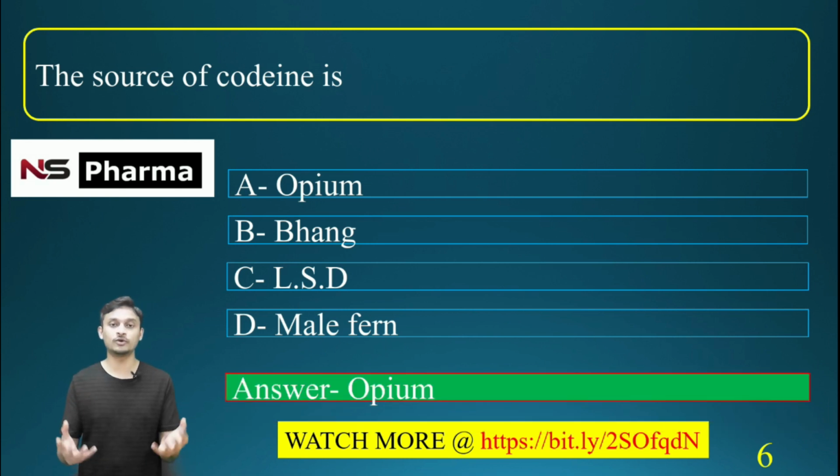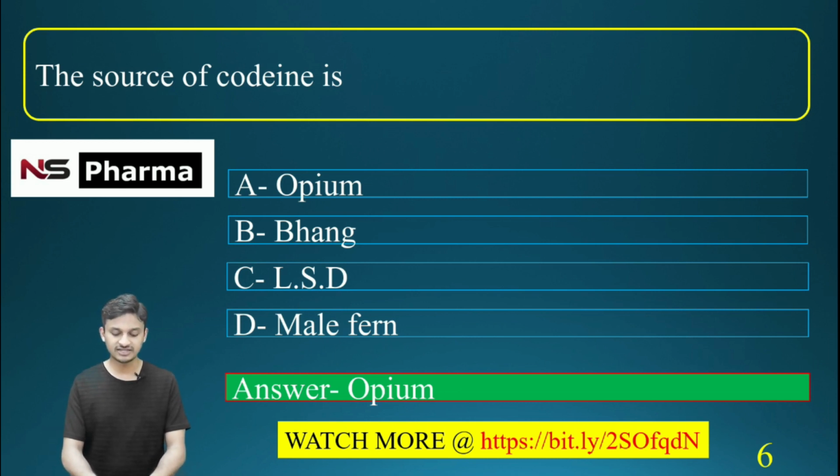Opium. What is codeine? Codeine is 3-methyl morphine. That is codeine. What is LSD? LSD is lysergic acid diethylamide. Okay, that is LSD.